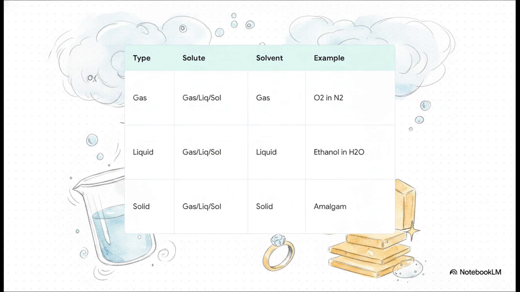We have gaseous solutions. The oxygen and nitrogen mixture in the very air we're breathing right now is a gaseous solution. We also have solid solutions. Think of an amalgam of mercury with sodium or even copper dissolved in gold to make jewelry stronger. For your board exams, definitely remember that a solution can exist in any of the 3 states of matter. It entirely depends on the solvent.